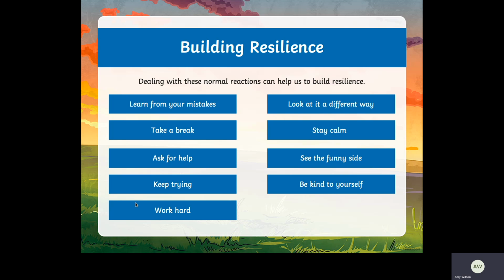You can always ask for help. Asking for help's a great thing when you've got a problem. Great way to build resilience. Rather than feeling sad or cross on your own, you can ask for help.